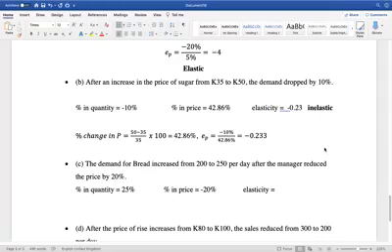What is the elasticity? I think the elasticity is negative 1.25. Yes, okay. Thank you. So this is negative 1.25. What's the interpretation?